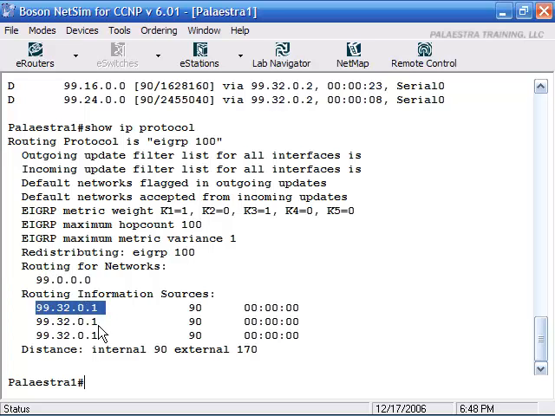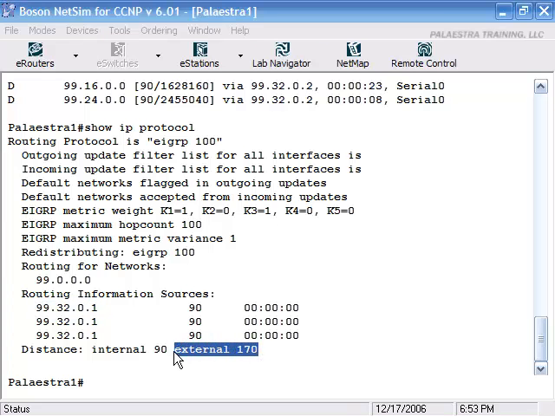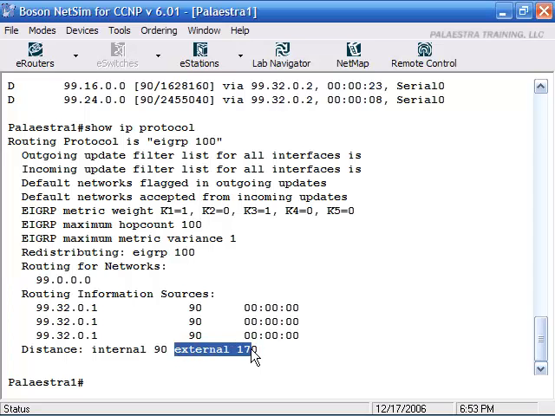Here's the next hop routers and the administrative distance. External EIGRP is a path or an EIGRP route from a different autonomous system. So external means outside of our autonomous system. So if you have to go outside the autonomous system, the administrative distance would be a higher number.